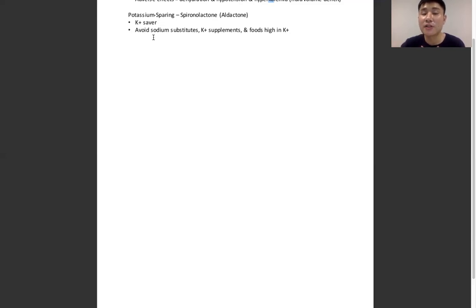So we have to teach the patient to avoid sodium substitute, because sodium substitute contains a lot of potassium and we already retain a lot of potassium in the body. So we don't want to teach the patient to eat more potassium. We have to tell the patient to avoid potassium supplements, again because we retain potassium in the body. We don't want any more potassium from outside sources. We're not losing any potassium because this is a potassium sparing diuretic, and we avoid foods high in potassium as well.